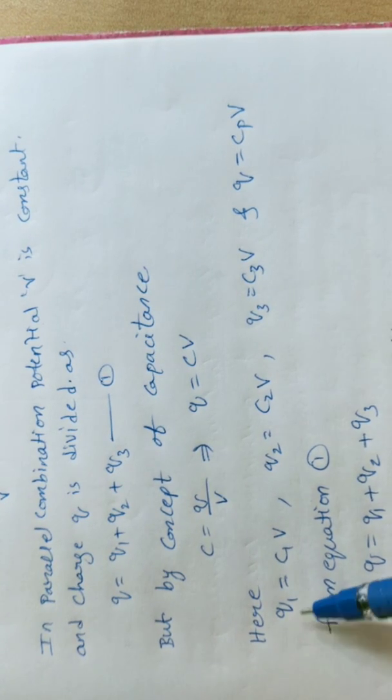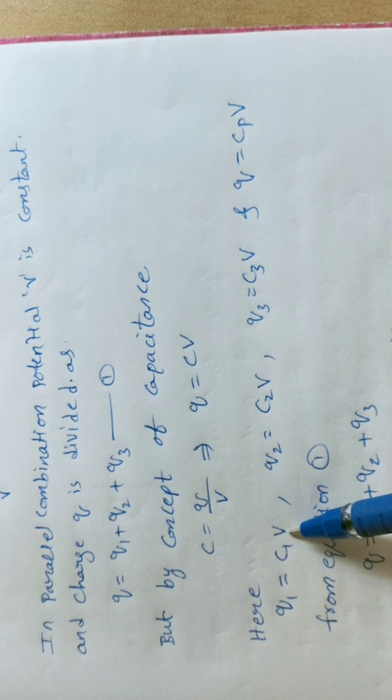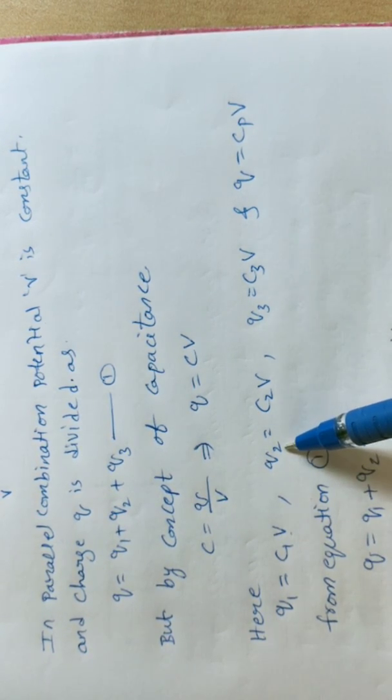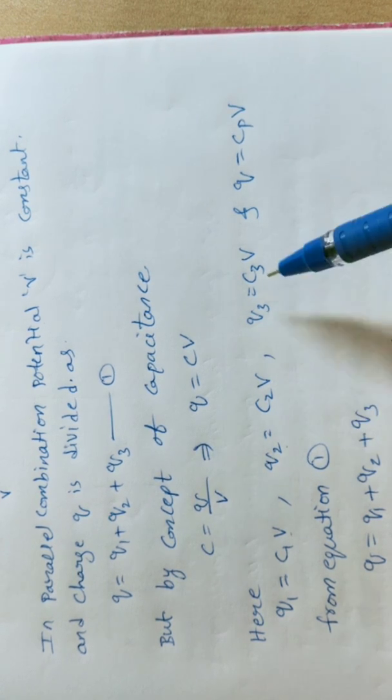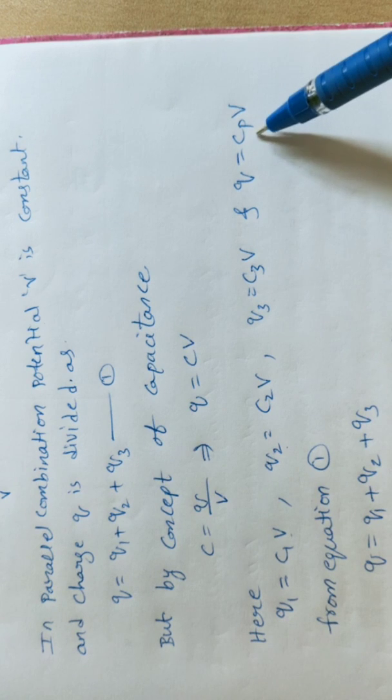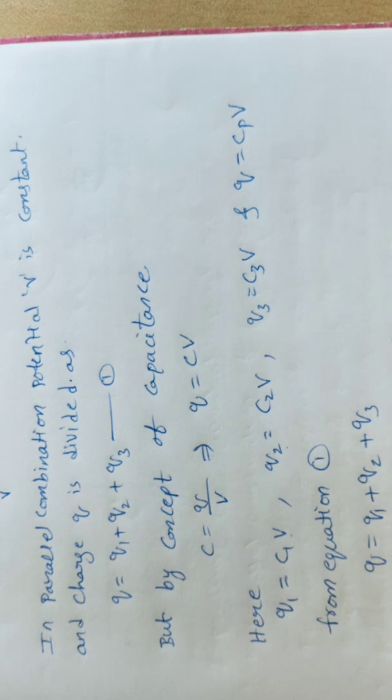Those are, here Q1 is equal to C1V, the reason being that V is constant. Similarly, Q2 is equal to C2V, and Q3 is equal to C3V, and finally Q is equal to CPV. Here CP is nothing but what? The effective capacitance in parallel combination.